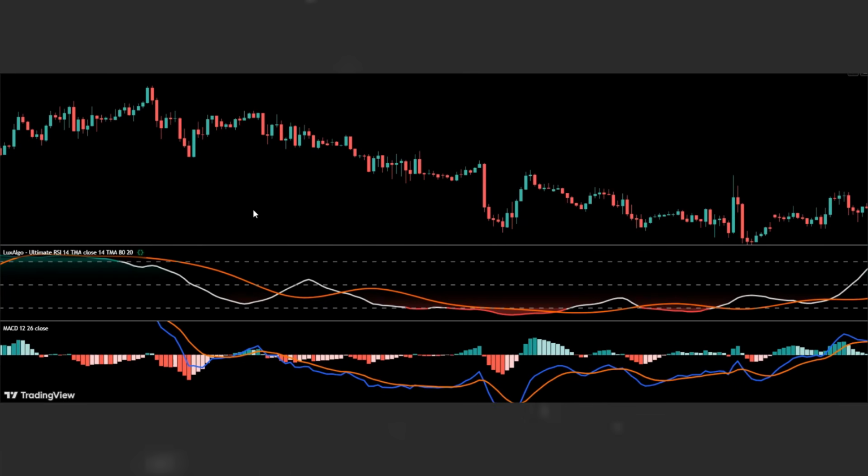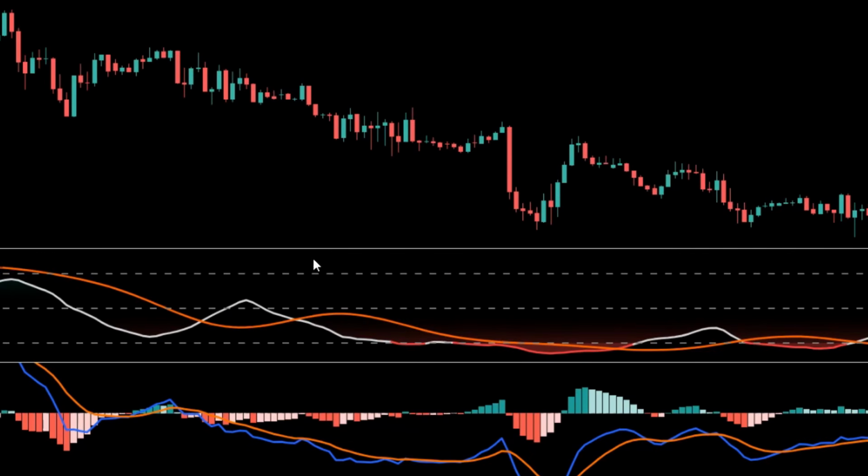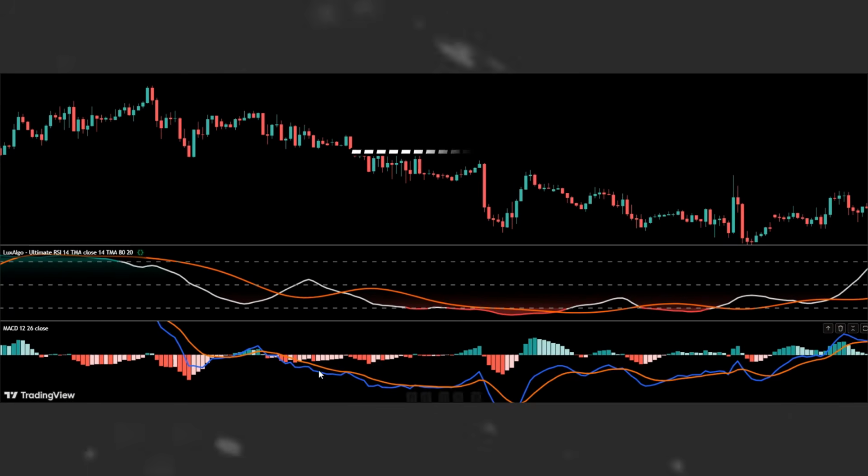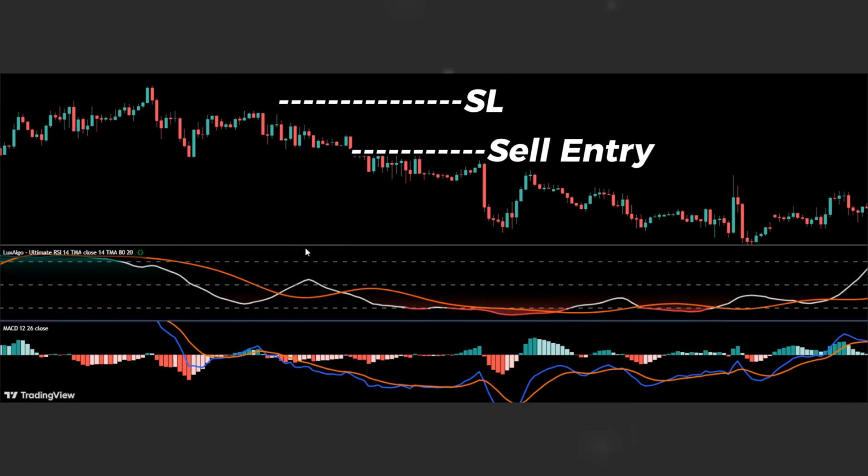Now let's flip it and look at a sell example. Here the Ultimate RSI line crosses below the signal line and stays below 50. Check the MACD. The MACD line is below the signal line and the histogram is negative. That's a clear sell signal. For stop loss, place it just above the most recent swing high, and for take profit, again, use 1.5 times the stop loss distance. As the market moves down, your trade reaches the take profit safely.